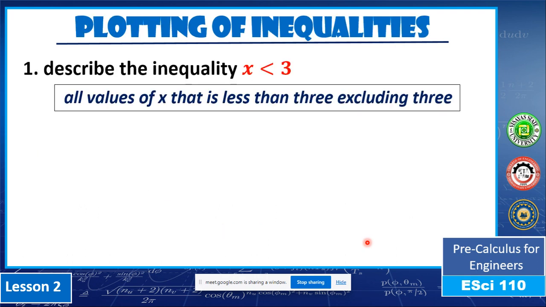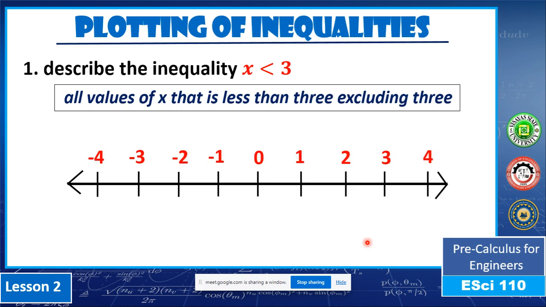Okay. So let's jump to the plotting of inequalities. For the first example, we are given an inequality x less than 3. If we're going to interpret this one, these are values of x that are less than 3. Since strict siya, excluding, hindi kasali si 3. If we're going to plot this on our real number line, let's have this 3. I put a hollow circle. Why hollow circle? Kasi strict siya eh, so excluded yung 3.